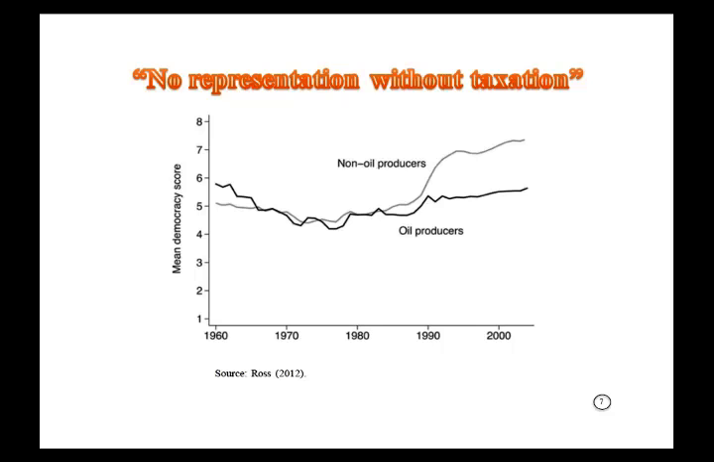Now, in oil-producing countries, this does not hold. They're not represented because they don't pay taxes. And you see that oil producers, this is the rank of democracy. Oil producers tend to be less democratic than non-oil producer countries. Think about the Arab Spring. It did not succeed. Citizens were not able to overthrow governments that were rich in natural resources. So those dictatorships survived.